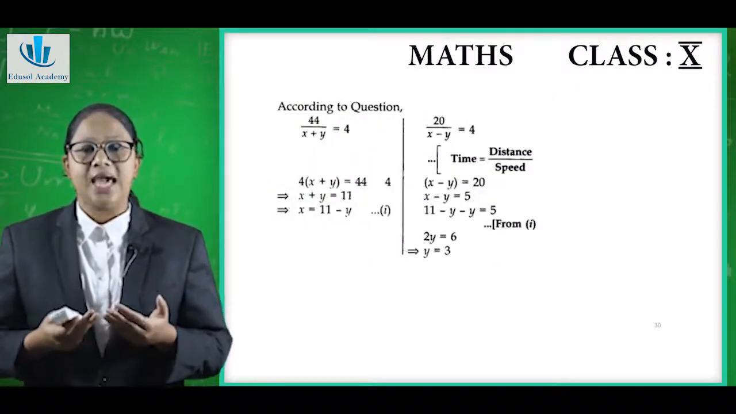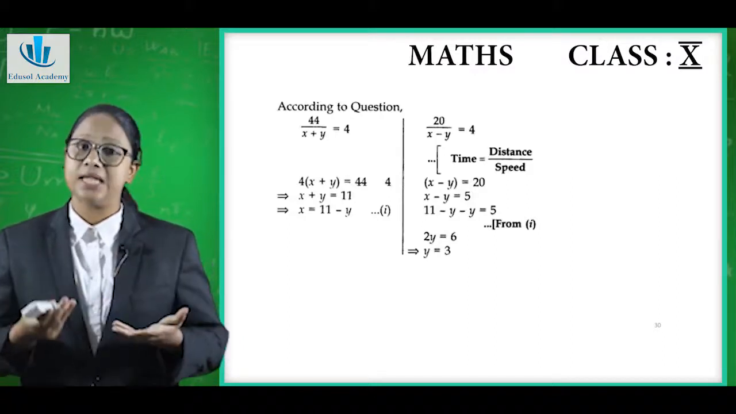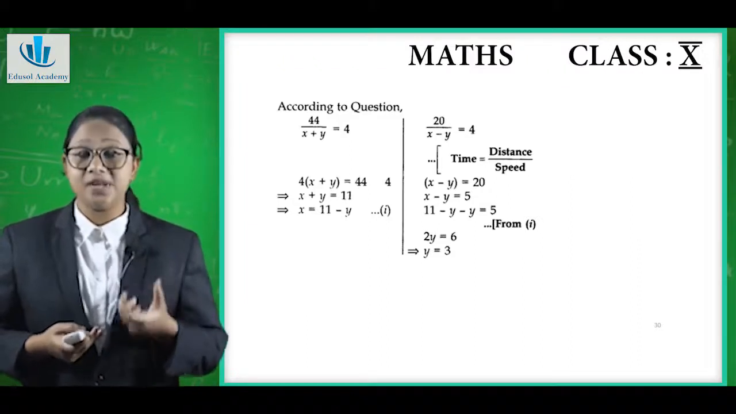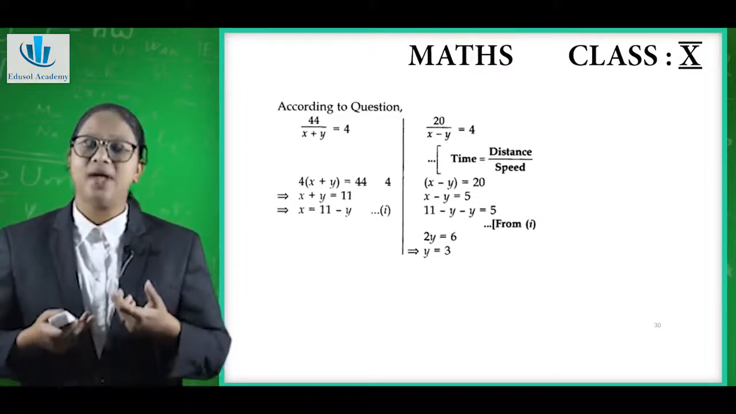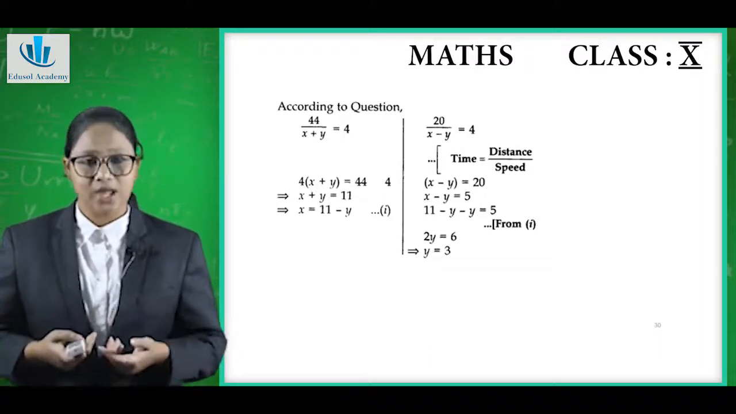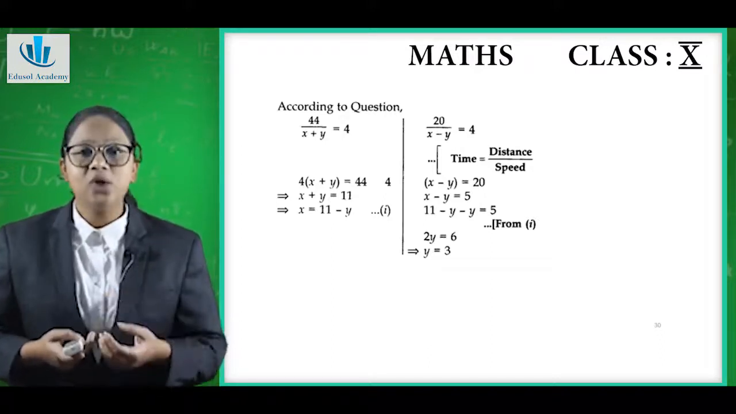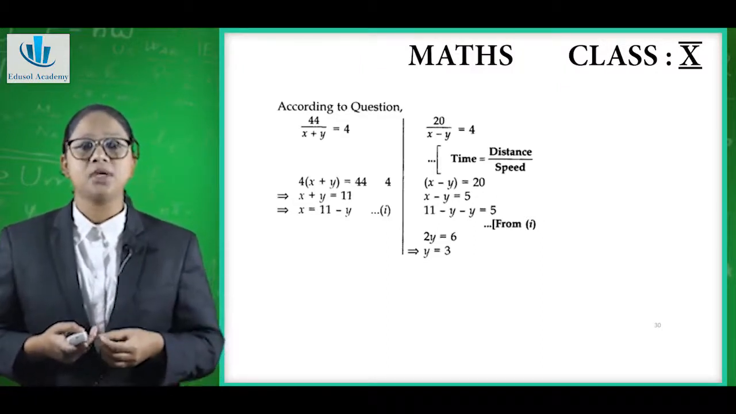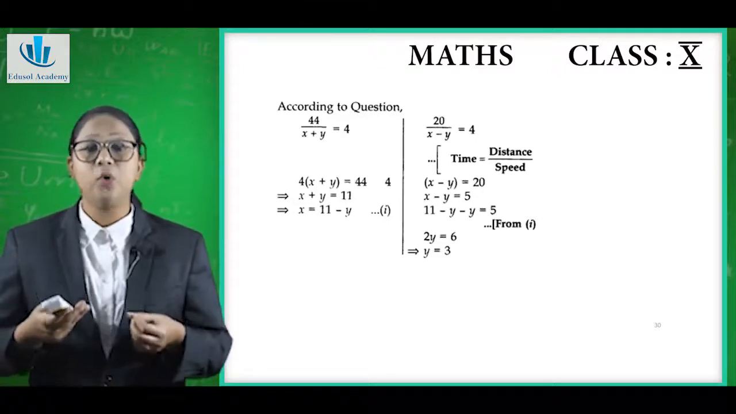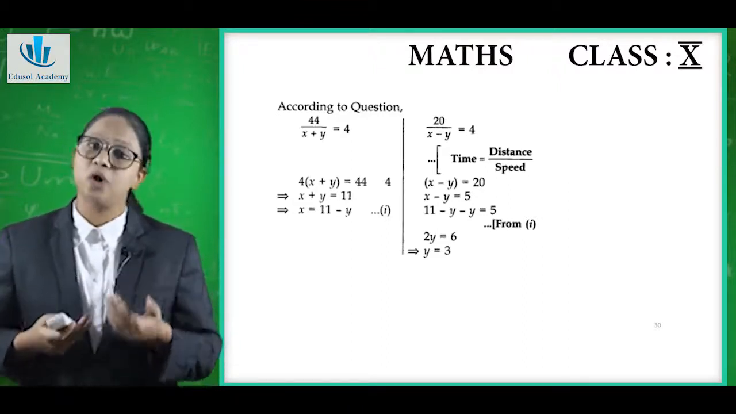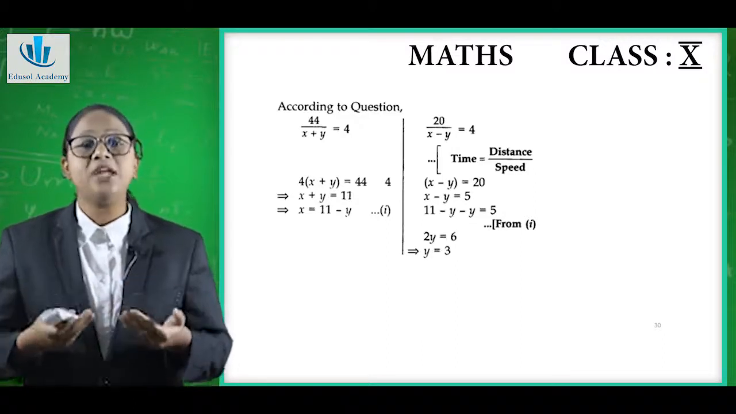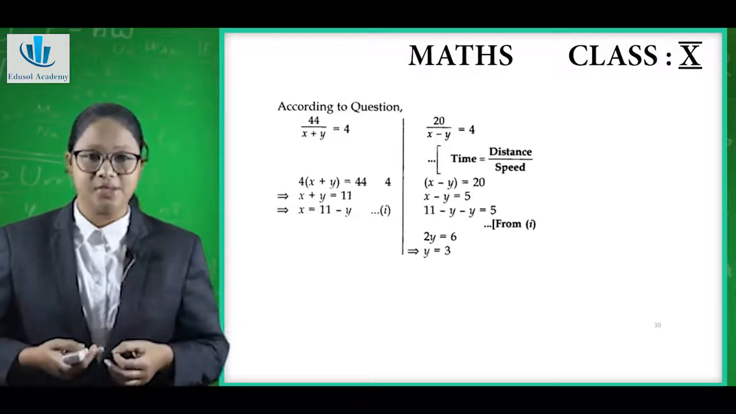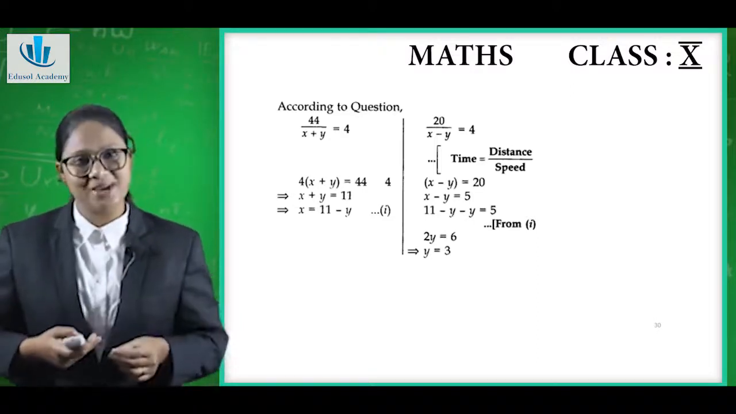We can transpose each other and cancel the common terms. We will get the equations as 11 is equal to x minus y and 5 is equal to x plus y. Solving these two equations, we can find the value of y as 3 and the value of x as 8. So x is 8 means speed of boat. You have to write the conclusion in case of word problems. So therefore, speed of the boat is 8 km per hour and speed of the stream is 3 km per hour. That's how we have to conclude these type of questions.